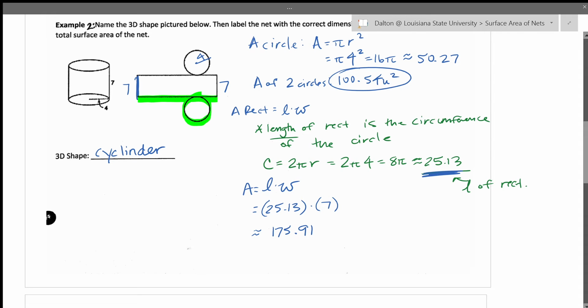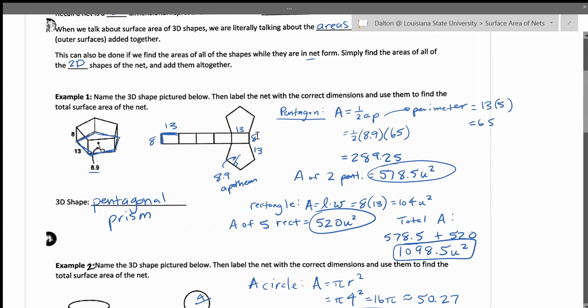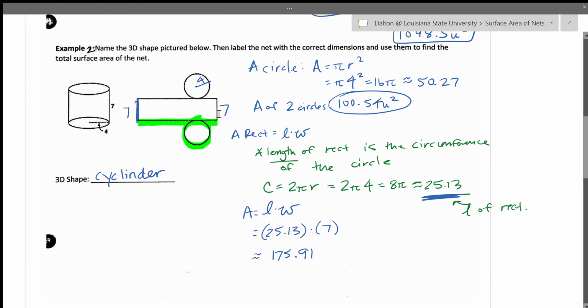Now, we've had to multiply lots of our other areas after we find them because there are multiple of that shape, right? Here, we found the area of one circle, but we multiplied it times 2 because there were 2 circles in the net. Up here, we found the pentagon, but multiplied it times 2 because there were 2 pentagons. And then we multiplied the rectangle because there were 5 rectangles. But here, there's only one giant rectangle. So once you find the area of the rectangle, you don't have to multiply it by anything else.